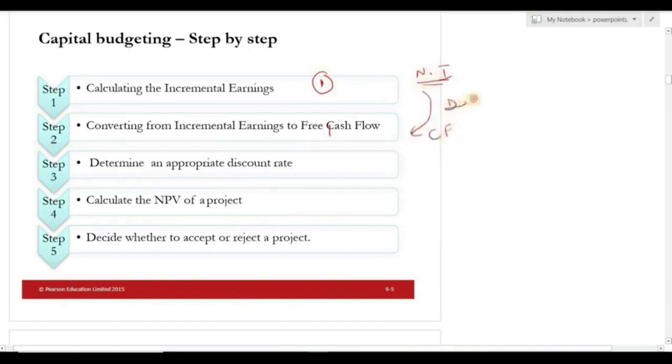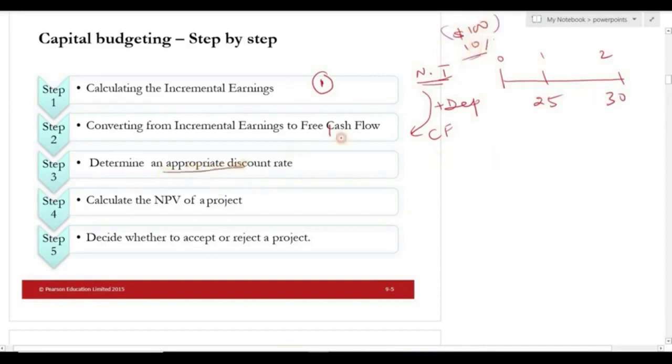How do we do it? By adding depreciation. Once we have the cash flows, we can draw a timeline. So that is 0, 1 and 2, and that was 25 and 30. In the previous case, if you remember, $100 was the outflow and 10% is the discount rate, right?